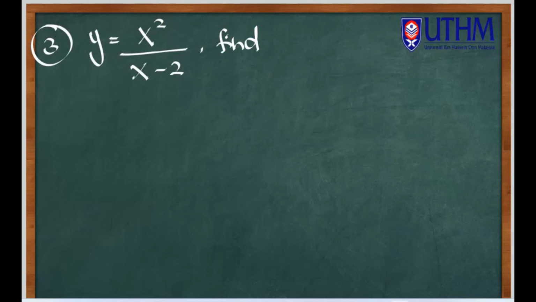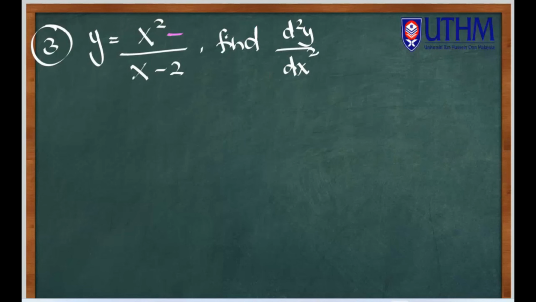Okay, let's see the third example. If we are given a function y equal to x squared divided by x minus 2, and the question asks to find the second derivative, d squared y over dx squared, and answer it in the simplest form. From here we notice that we can solve this differentiation by using the quotient rule, isn't it?